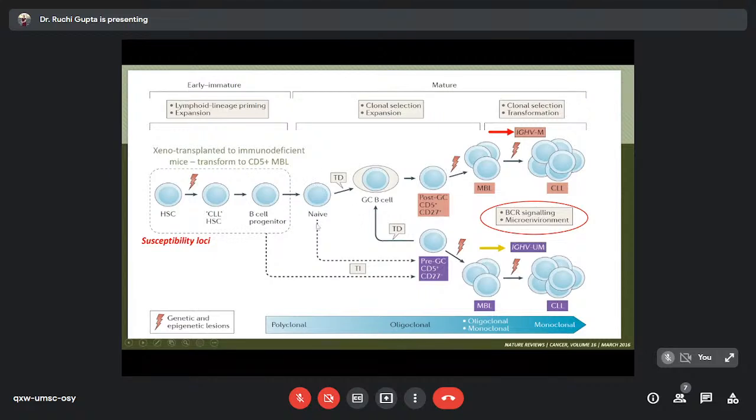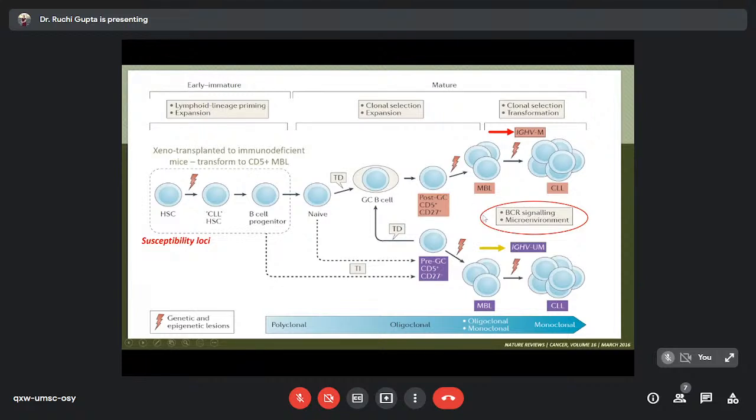Whereas the unmutated ones are those which are supposed to arise from naive cells, which are pre germinal center, CD5 positive, and CD27 negative. Both these cells eventually pass through the different phases of CLL life. It is believed that almost all cases of CLL, whether mutated or unmutated, have a precursor lesion of monoclonal B cell lymphocytosis.